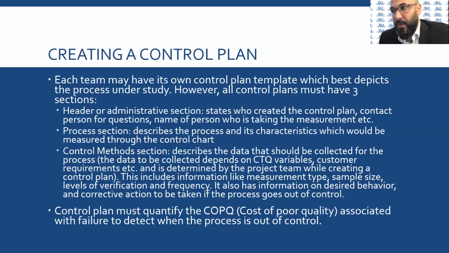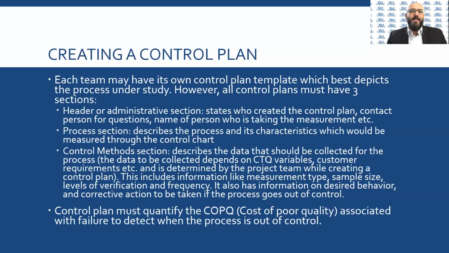It's basically telling you who's responsible for this control plan, who's going to get the measurement, what is the process that we need to collect, and including more information and numbers for what exactly we're looking for to collect. So now these are the three sections of the control plan.